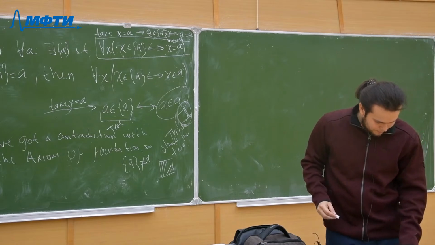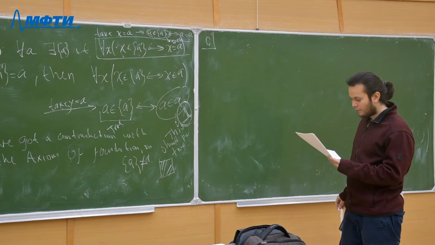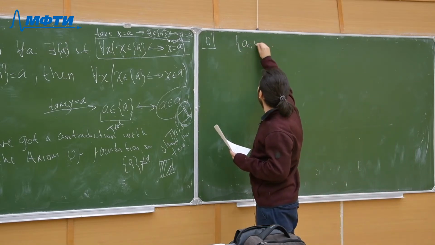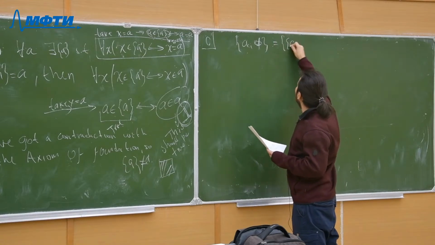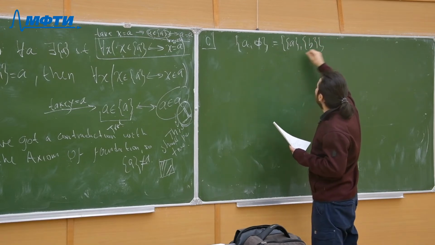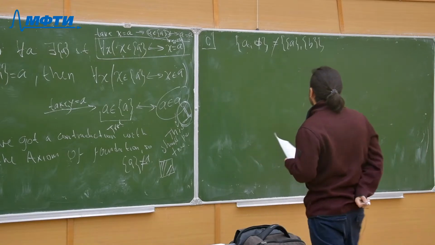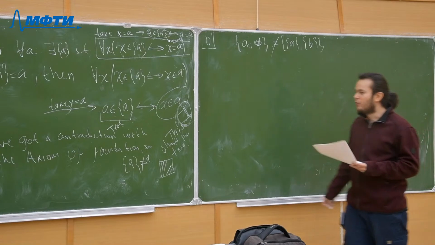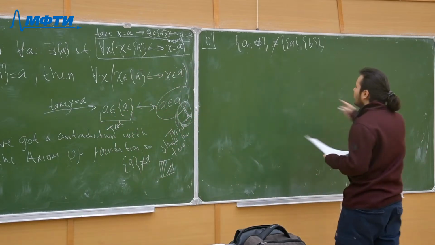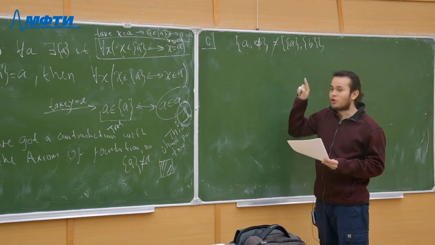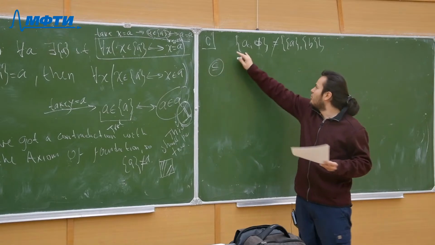So we proceed with C. For C we have to prove that these two sets, the empty set and the singleton of A and the singleton of B, are not equal. So again, we assume that they are equal, and then if they are equal, then this is a subset of this, and this is a subset of this. So let's assume that this is a subset of this. I will just write that in this direction, right? So this is a subset of this.